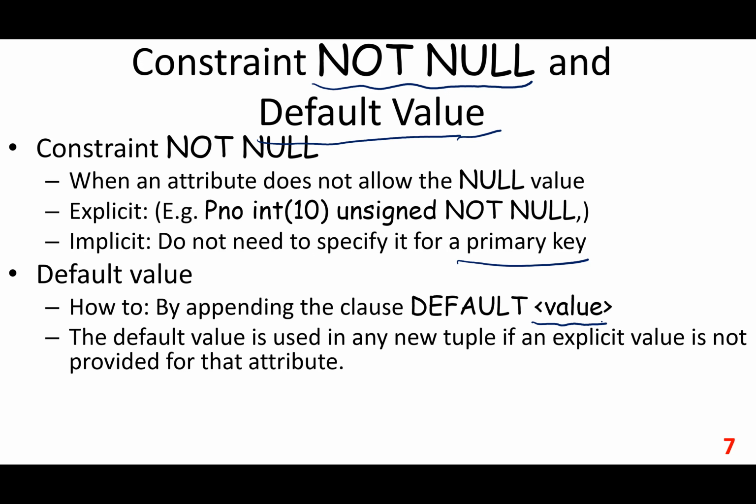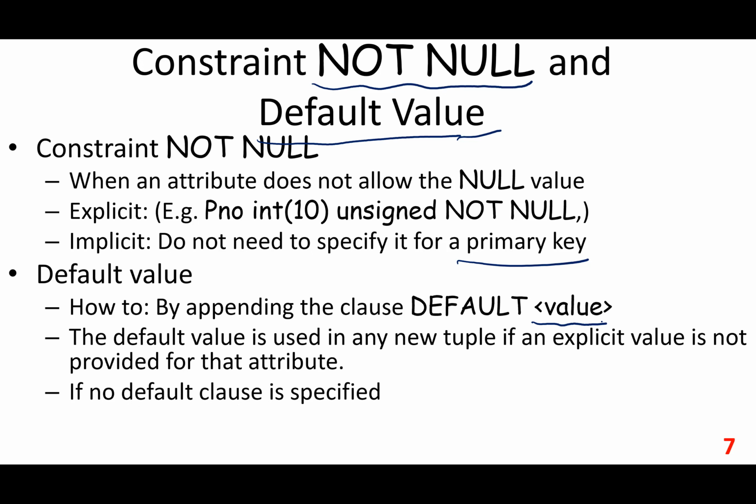0, for example, sometimes you like to make the integer, if it's not provided, you use the 0 value. That's the most commonly used default integer value, 0. Then for string, empty string could be used as a default value. Things like that.